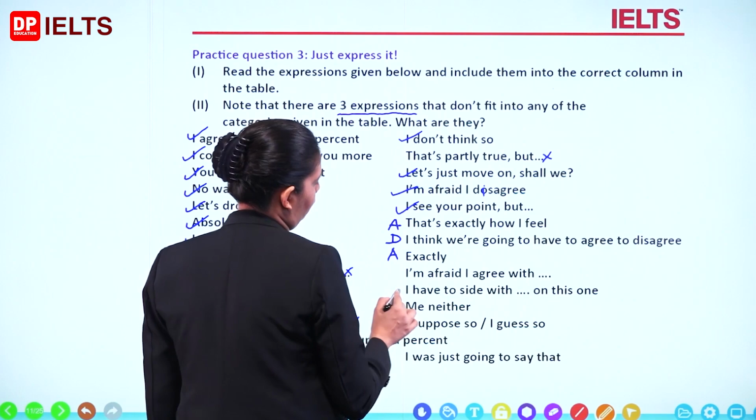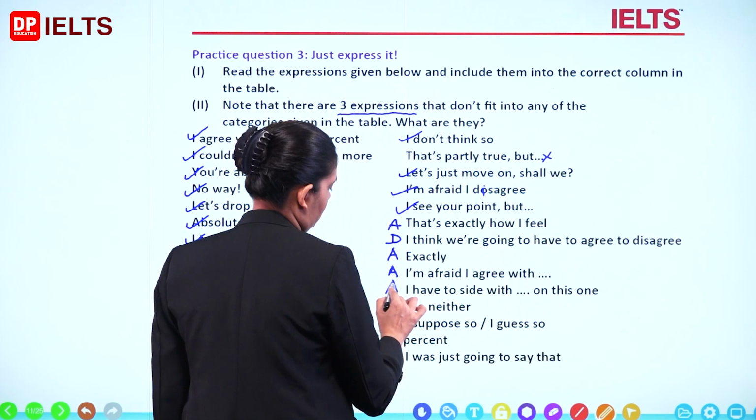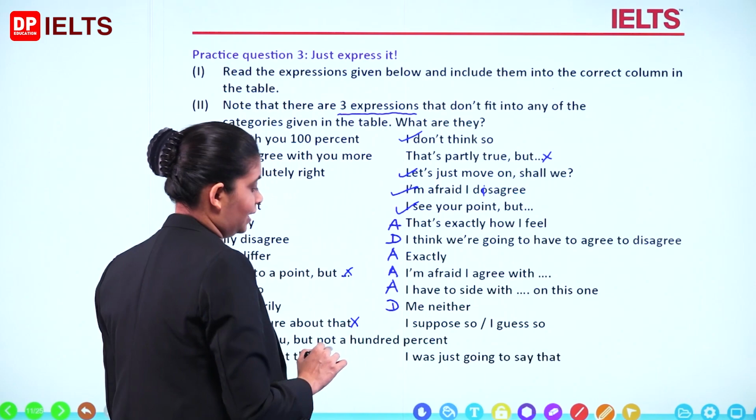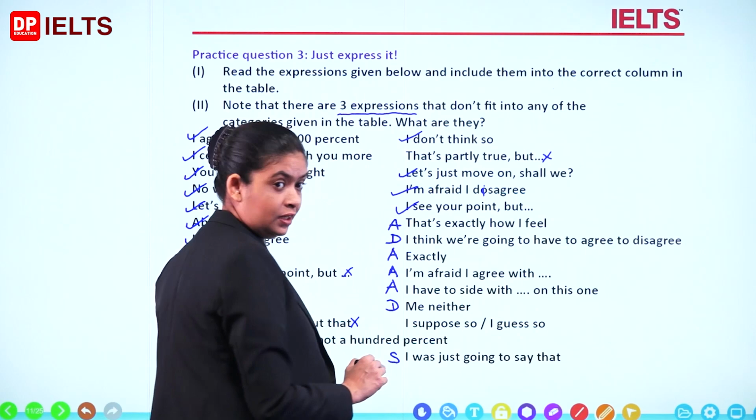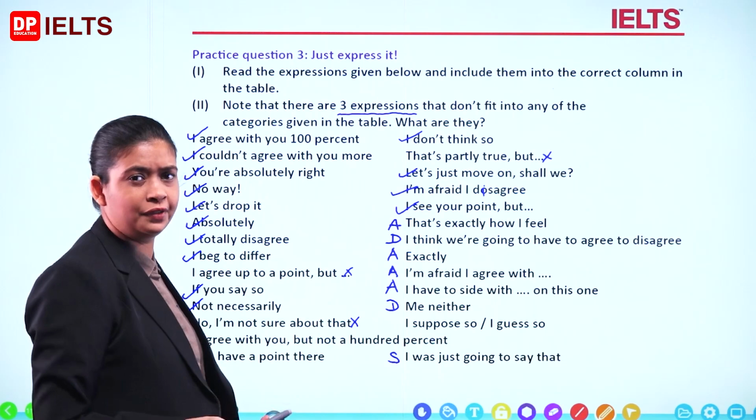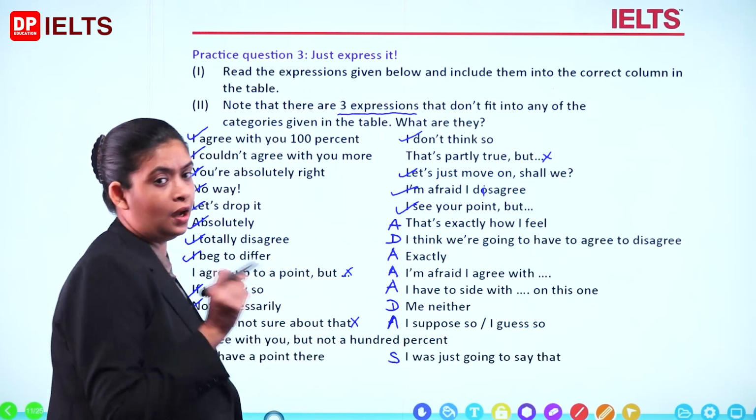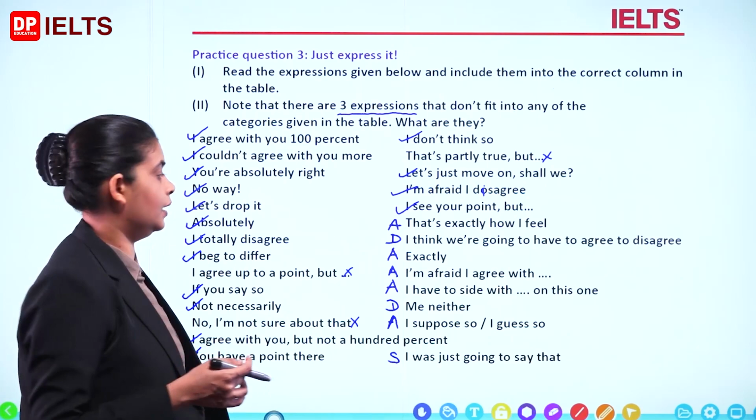I have to side with me neither. Disagree. I suppose, I guess so. I was just going to say that, settling an agreement. You can use this. I guess so, I suppose so. We kind of agreeing, okay? There we are. You can put the last ones in the right column. I just put it up so it's easy, right? But basically you can write them in the columns yourselves.